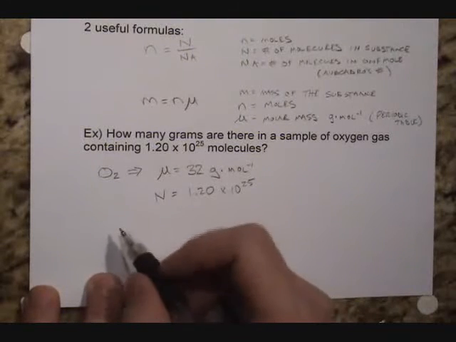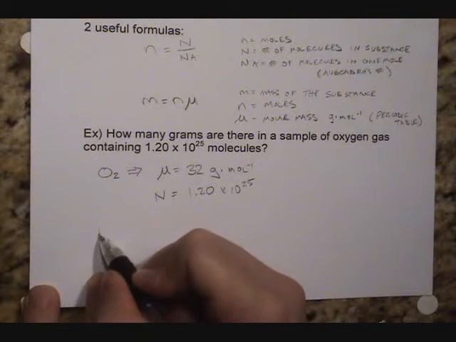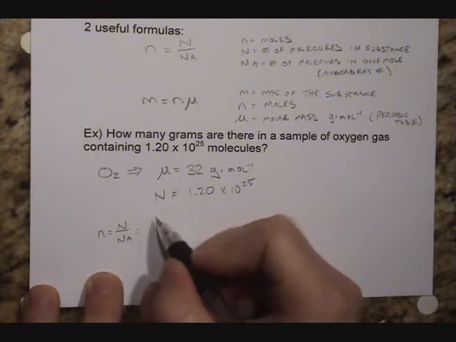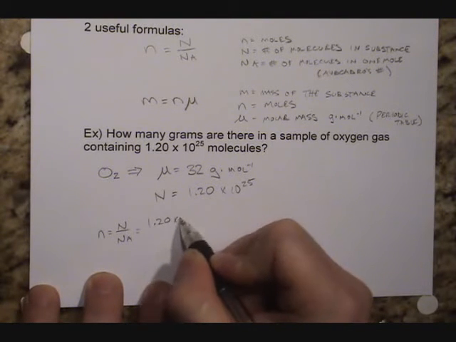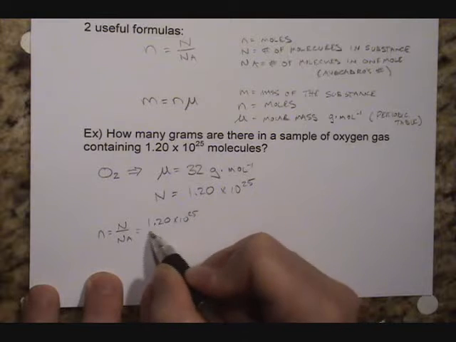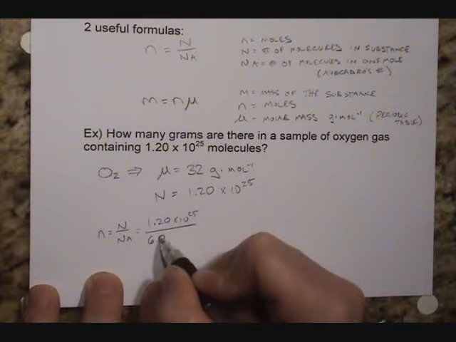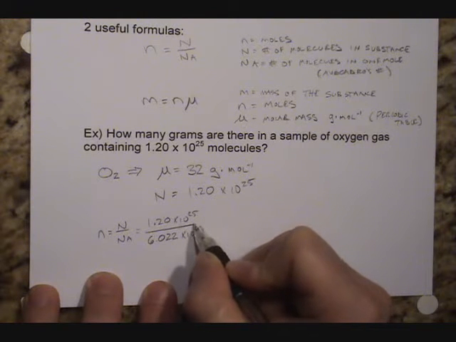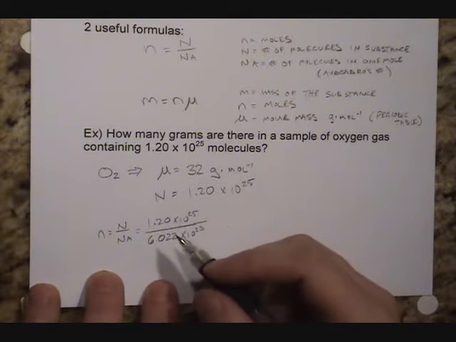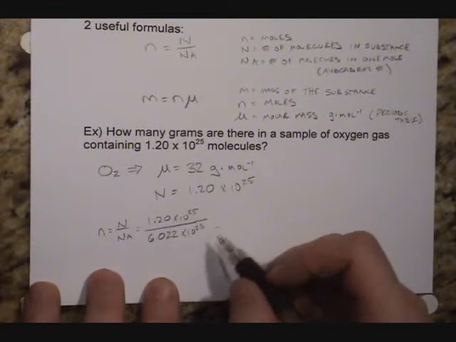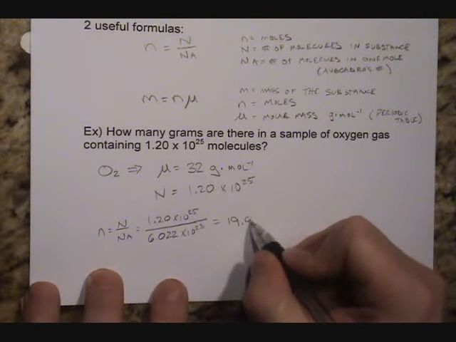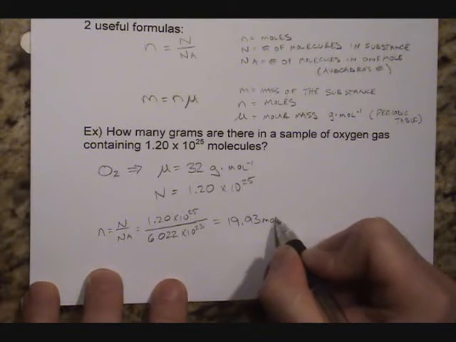So effectively what I need to do is use this equation that n is equal to big N over NA, and that's going to be 1.20 times 10 to the 25th divided by 6.022 times 10 to the 23rd. And in that case, that's going to give us approximately 19.93 moles.